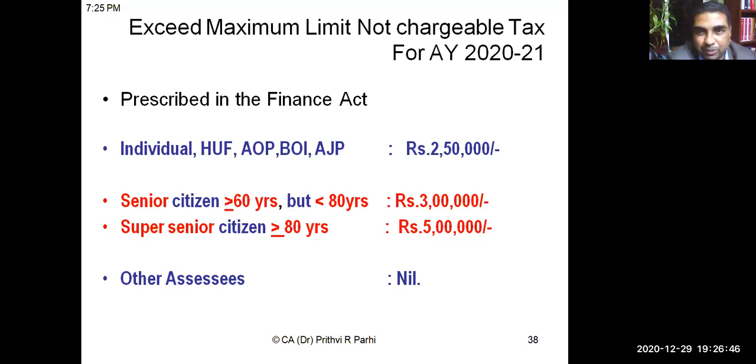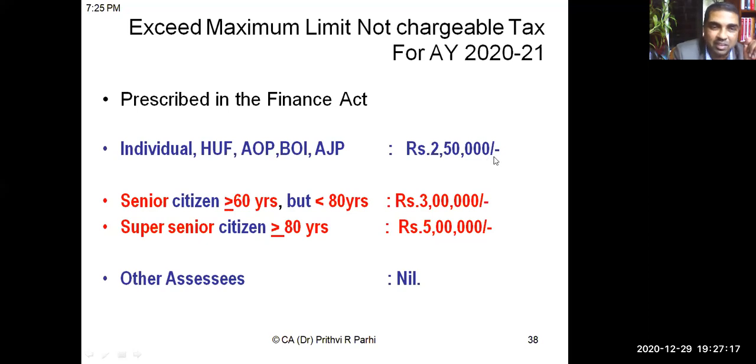Friends, we are learning the provisions for assessment year 2021. And incidentally, for the assessment year 21-22 also, these limits are the same. So this is the limit up to which tax is not chargeable. For individual, HUF, AOP, BOI, AJP, what is the maximum amount which is not chargeable to tax?